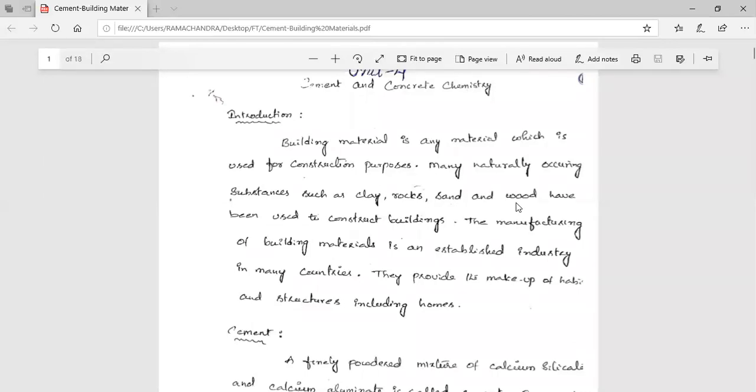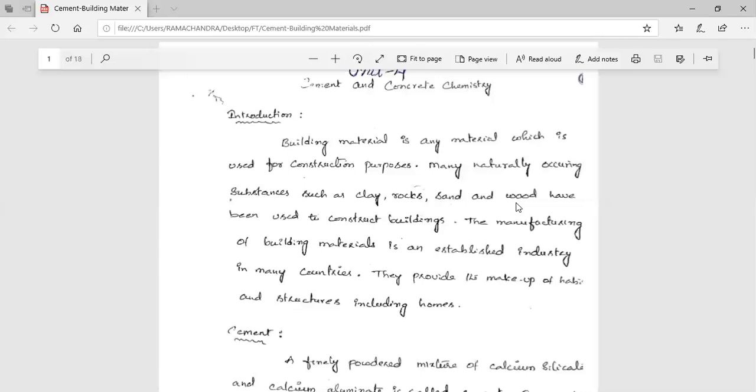So here, the building materials which we may use for construction purposes, many of these materials occur in nature naturally. Some of the substances occurring in nature are clay, rocks, sand, and wood.